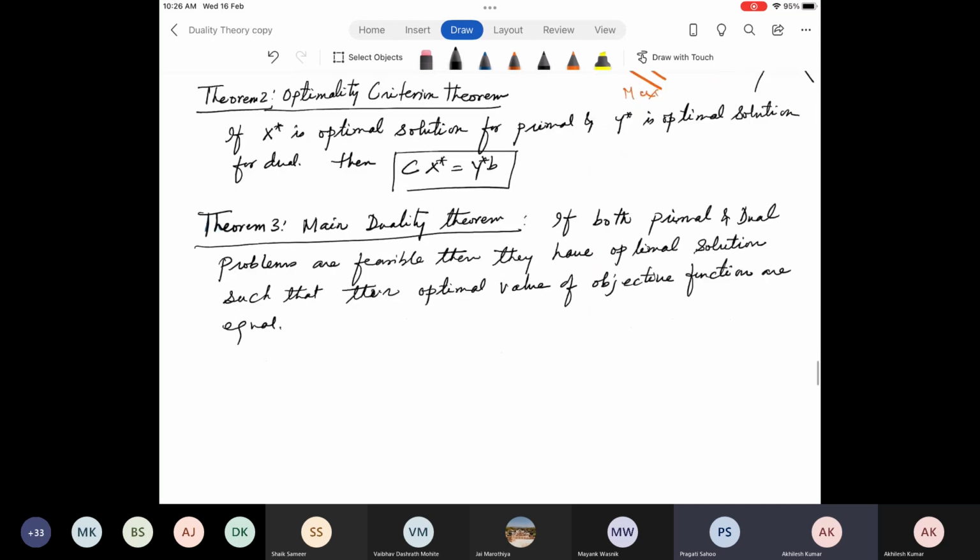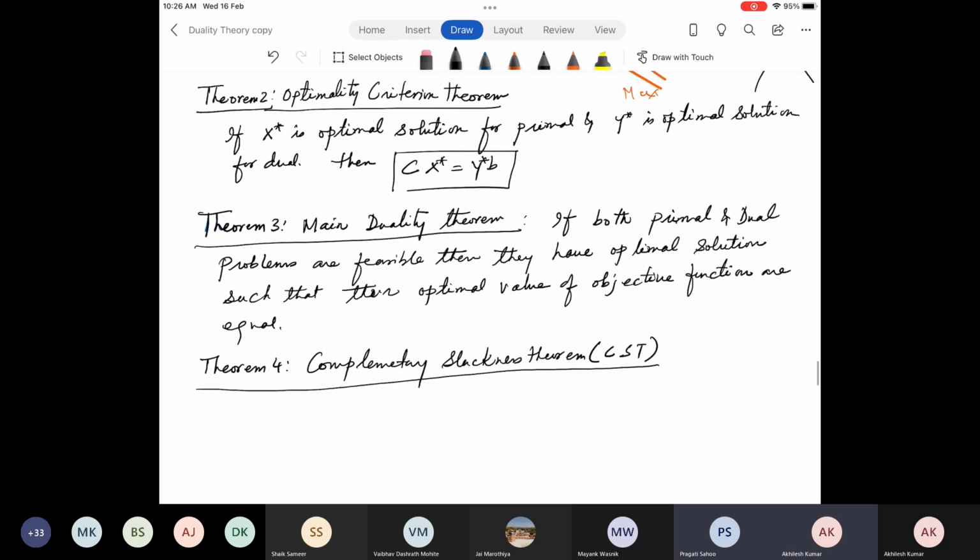And finally, theorem 4. This is the most interesting one. It is called the complementary slackness theorem. Now onward we will refer to it as CST.